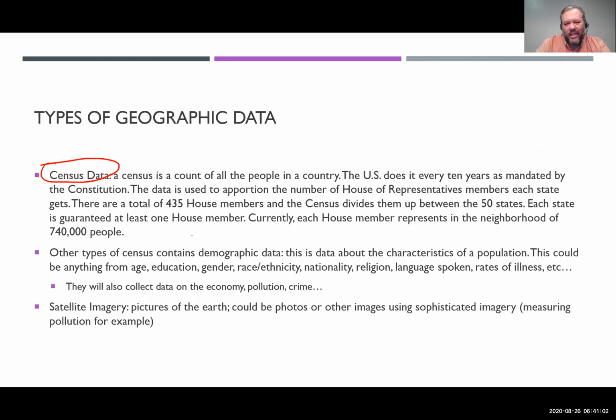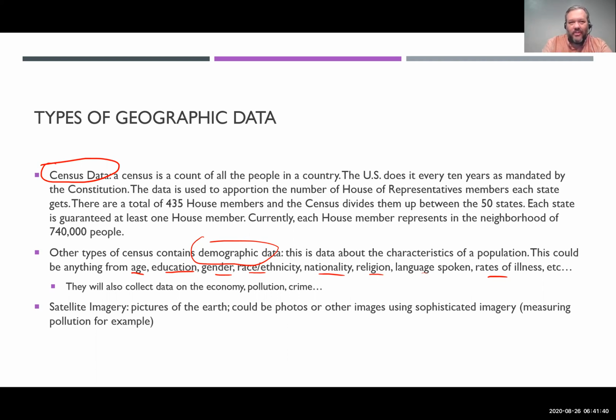Besides just counting people, census data can also include a whole host of different things. It can include a lot of demographic data, different characteristics of the population, such as people's age, education levels, gender, race, nationality, religion, language spoken, rates of illness. It could also have a lot of economic information. They could poll businesses. This is just any types of data sets that you could ask for. All right, and so census data is vast.